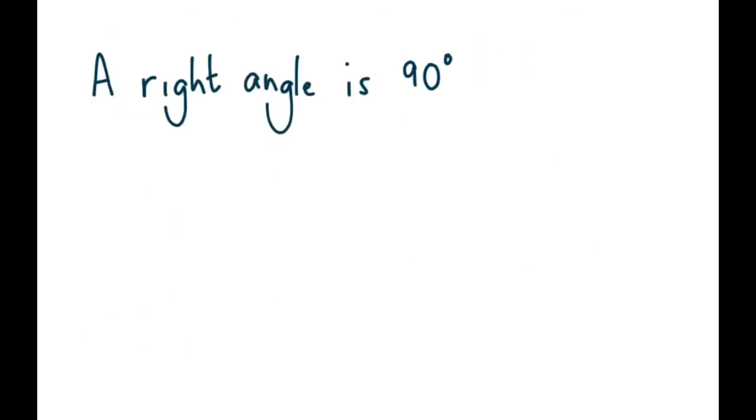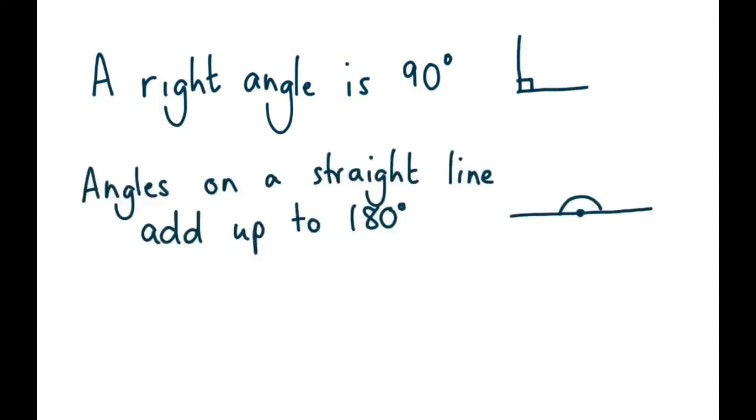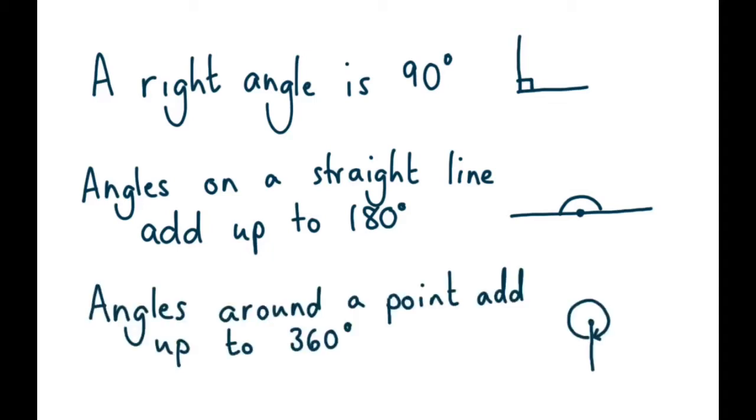These are worth writing down. A right angle is 90 degrees. And if you want to draw a sketch, it should look like that. The next one, remember, is angles on a straight line add up to 180 degrees. And if you want a diagram, I've done one for you. And the final one, angles around a point add up to 360 degrees. I'm just going to highlight the really important things. So that's a right angle is 90 degrees, a straight line is 180 degrees, and around a point would be 360 degrees.